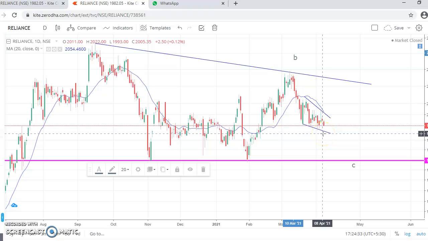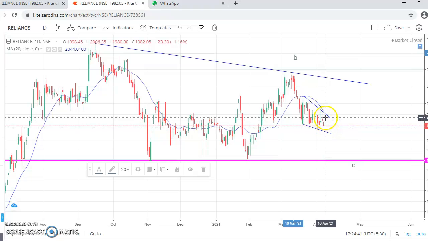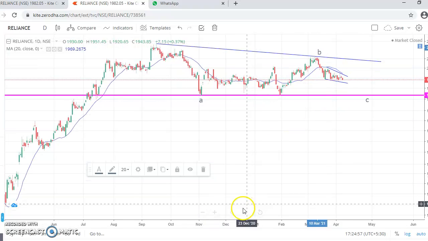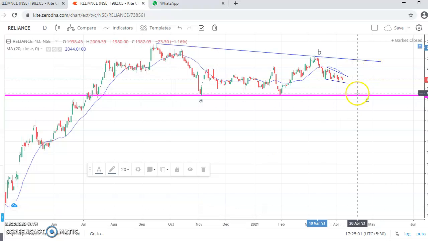So as of now, the momentum of Reliance is into the downside. My suggestion is to go short in Reliance, not at this level. When the price comes near this 20-day moving average, you have to sell, put stop loss above the 20-day moving average. I think the price should take the 20-day moving average as its resistance and continue its downward trend. I'm expecting this level in the next 15 days.